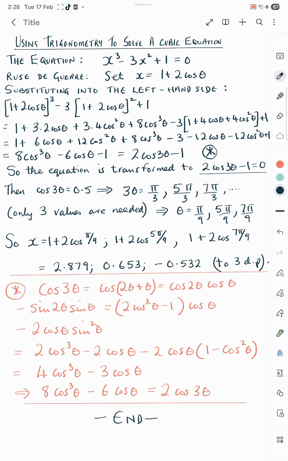(2 cos squared theta minus 1), all times cos theta, minus 2 cos theta sine squared theta. Then the next line, that'll be 2 cos cubed theta minus 2 cos theta minus 2 cos theta (1 minus cos squared theta). And collecting up the terms, that'll be 4 cos cubed theta minus 3 cos theta. And that means that 8 cos cubed theta minus 6 cos theta is identical to 2 cos 3 theta. And that really is the end.